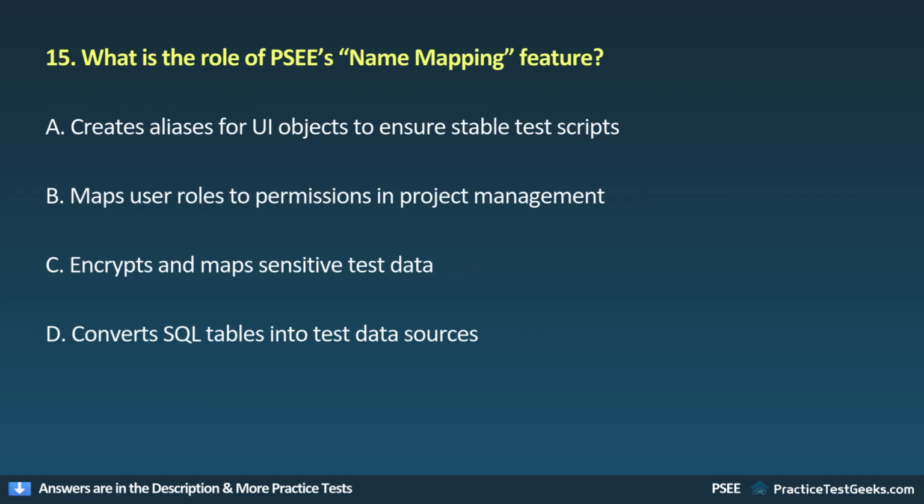15. What is the role of PSEE's name mapping feature? A. Creates aliases for UI objects to ensure stable test scripts. B. Maps user roles to permissions in project management. C. Encrypts and maps sensitive test data. D. Converts SQL tables into test data sources.